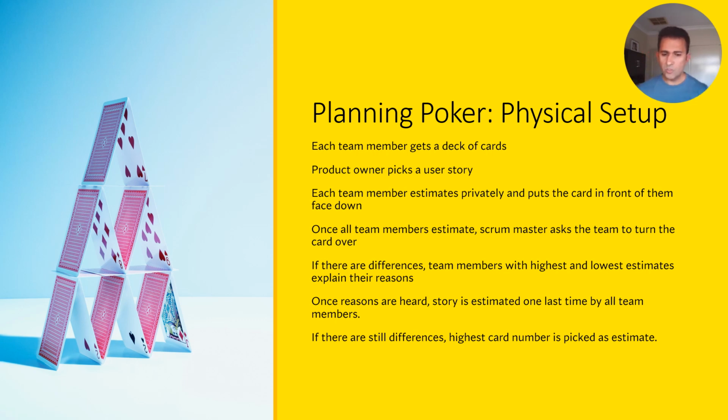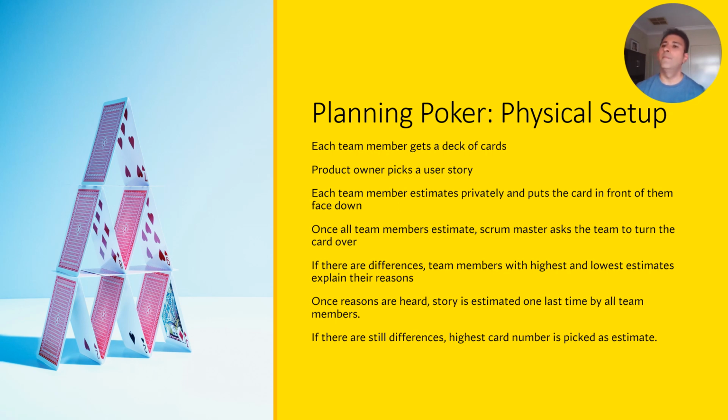So when there are differences, you start the conversation by asking the person with the lowest estimate and the highest estimate to explain their line of thought, how they came up with this estimate, what were the reasons, what exactly they saw in the user story that is being estimated that made them estimate it the way they did.